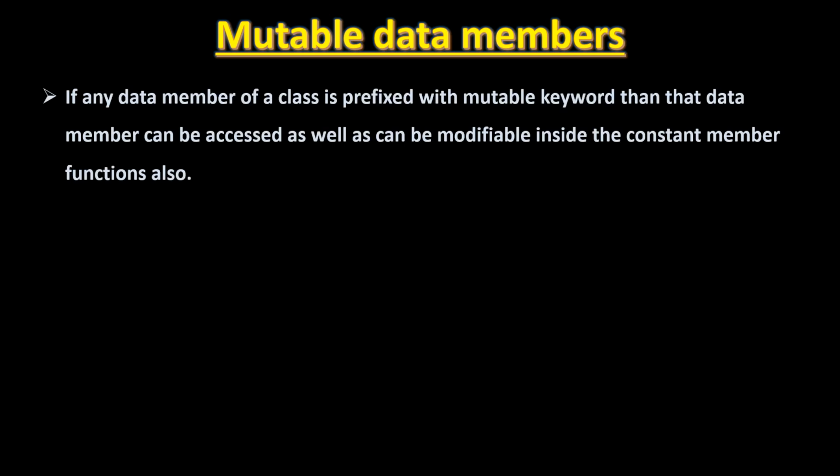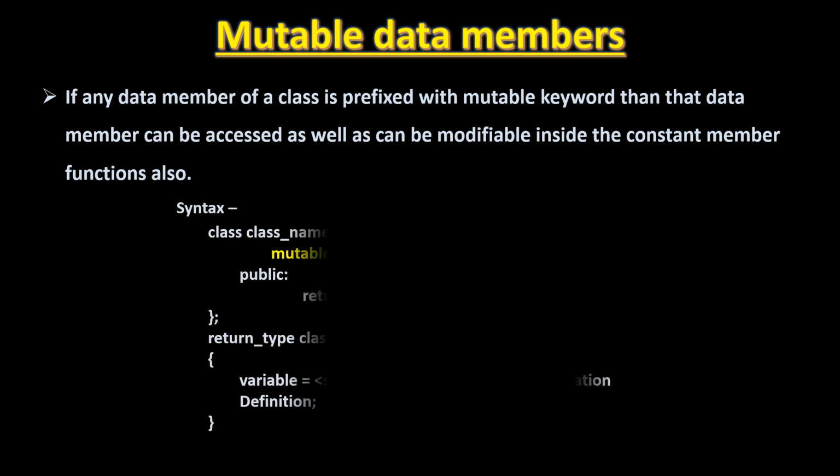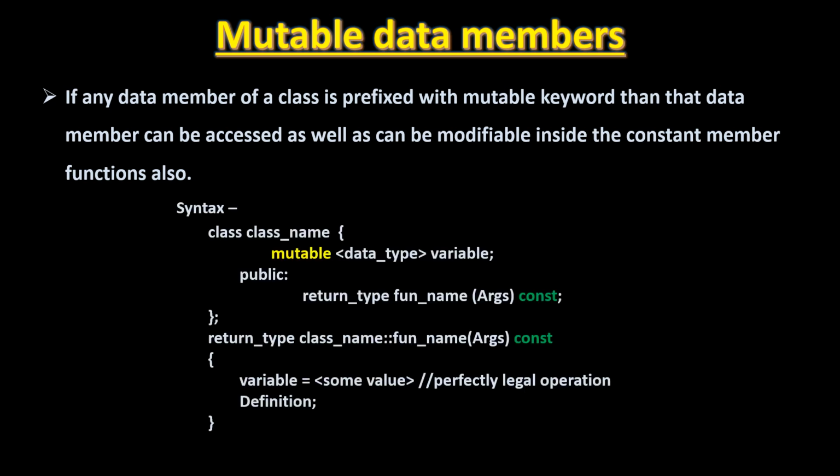Okay, what are these mutable data members? If any data member of a class is prefixed with the mutable keyword, then the data member can be accessed as well as modified inside the constant member functions also. Say we have this int count. If we prefix that int data with the mutable keyword, then that can be modified as well as accessed inside the constant member functions.